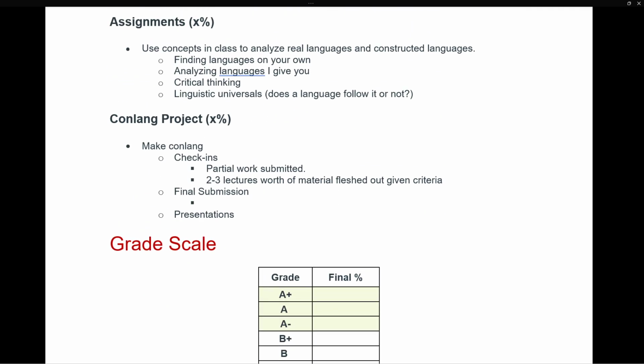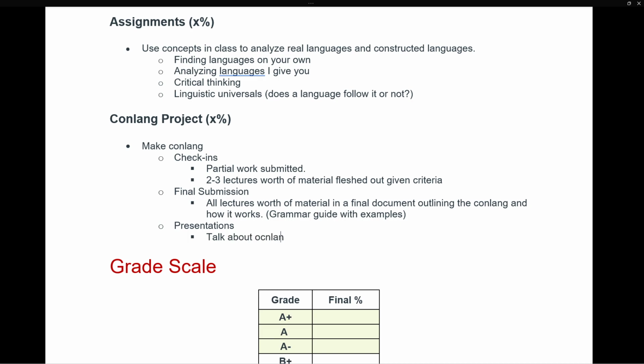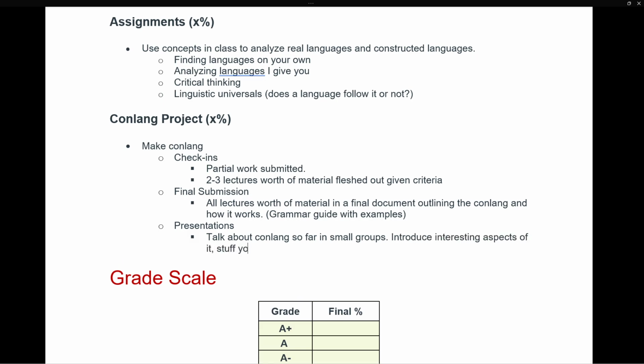For the final submission, all lectures worth of material in a final document outlining the conlang and how it works. So maybe something like a grammar guide with examples. So that way someone who's reading their conlang is able to produce it themselves and maybe expand upon it. And for presentations, just talk about your conlang so far in small groups, introduce interesting aspects of it, stuff you found interesting and are excited about, get feedback.